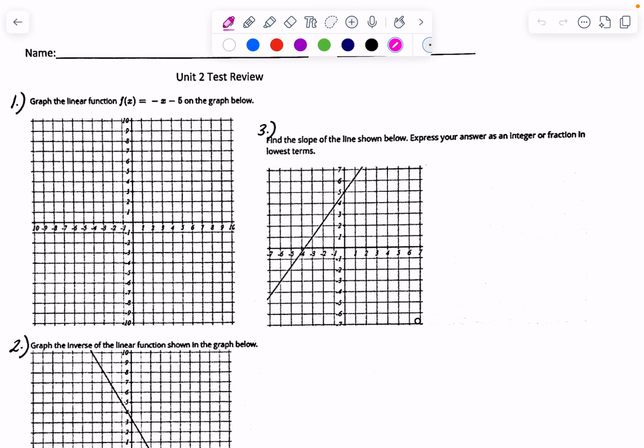The Unit 2 test review, let's do it. It says graph the linear function on the graph below. There's many ways we can graph this line. I know lines are y equals mx plus b. This is the trick way, the easy way.